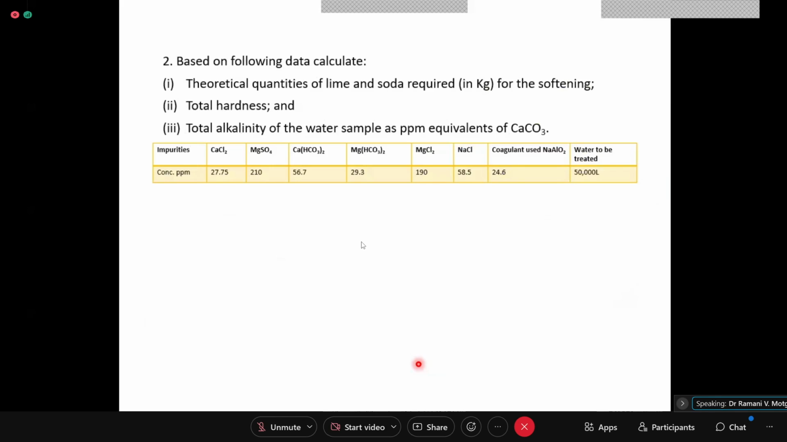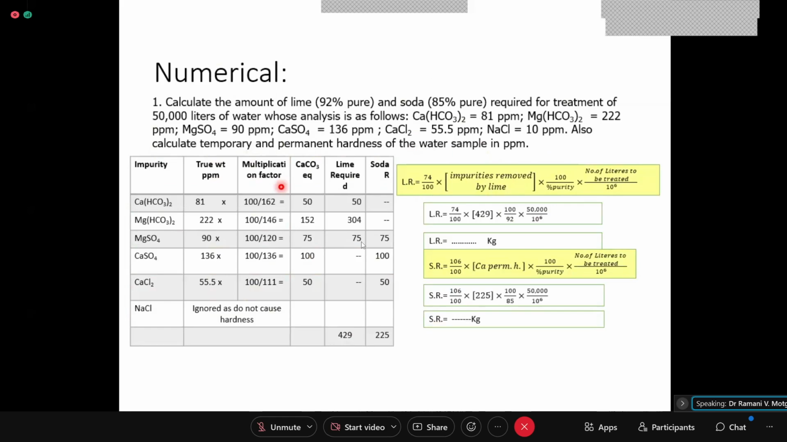Now we come to a numerical where the writing pattern is different. Based on the following data, calculate theoretical quantities of lime and soda required in kg for the softening of water. What is the total? अच्छा इसमें एक रह गया ना? What it says, also calculate temporary and permanent hardness of the sample in ppm. So temporary hardness, अब इसको आपको total नहीं करना है.